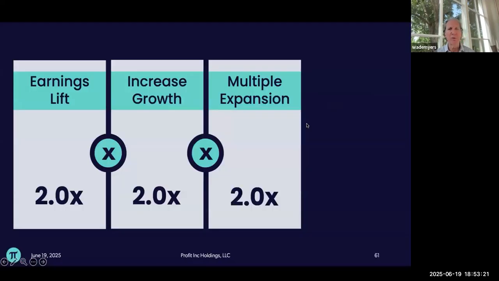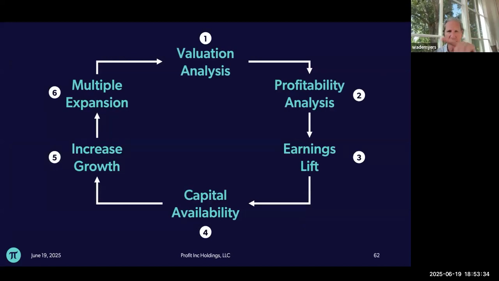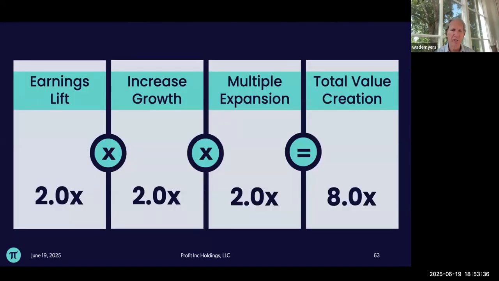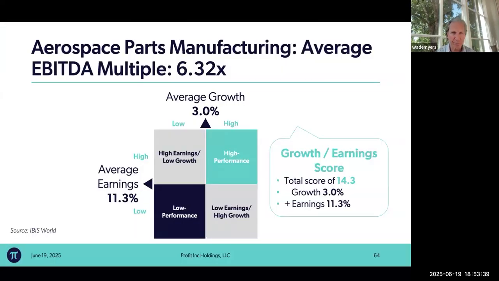Okay, so now we've got our earnings lift of 2x. We've increased our growth over 5 years of 2x. And by doing that, that usually gets you about a 2x multiple expansion. And that's how you get through this 6-step process, that's how you get to your 8x in 5 years. Let me lay out kind of an example of how this might look in a spreadsheet, right?